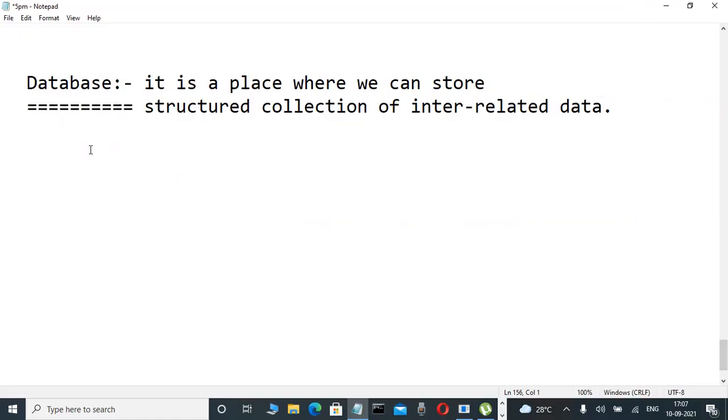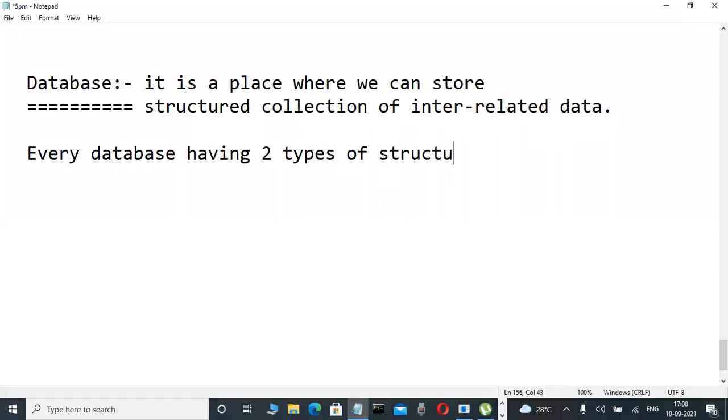Write this down: every database has two types of structures. The first one is the logical structure. The second one is the physical structure.